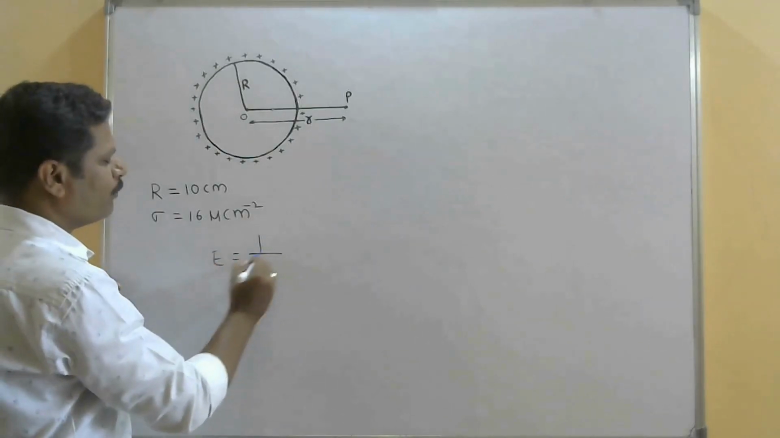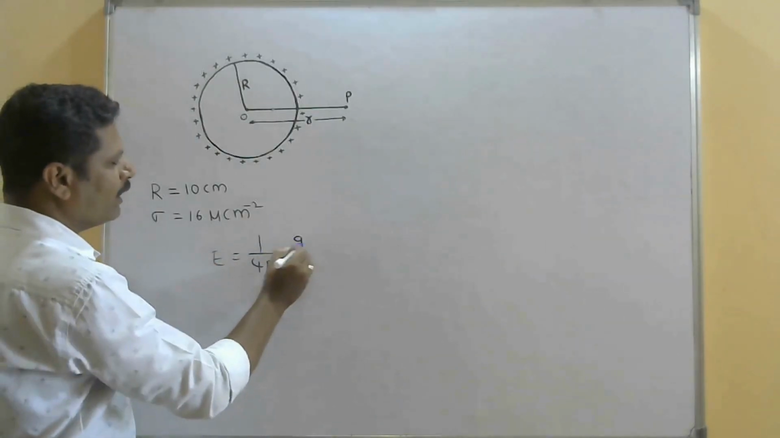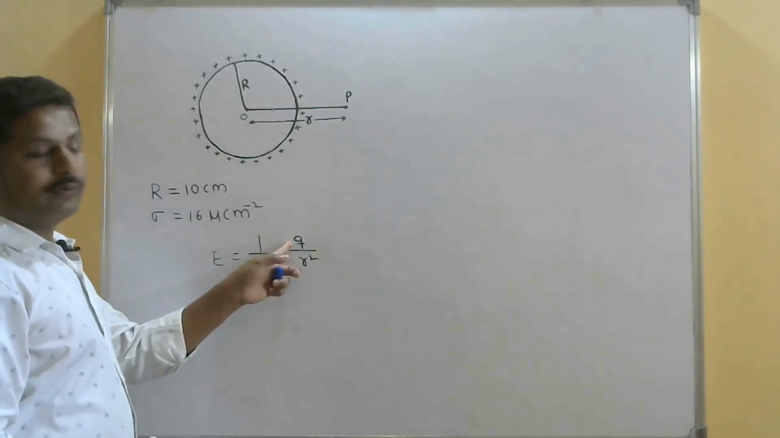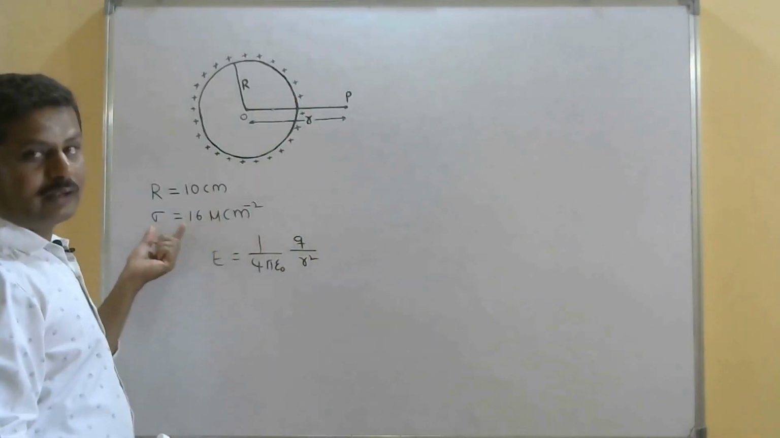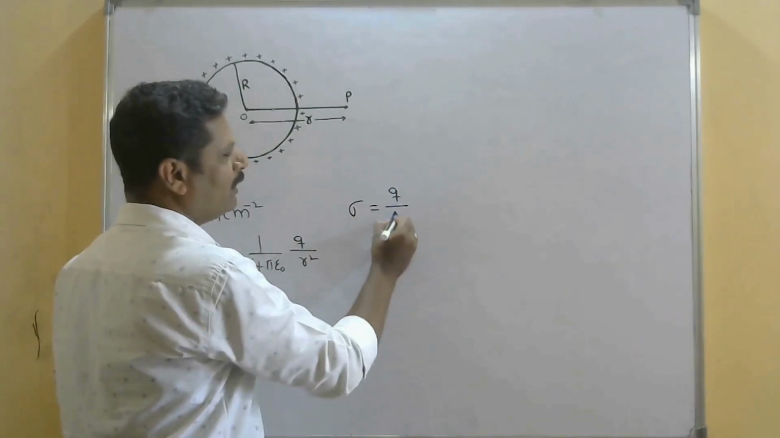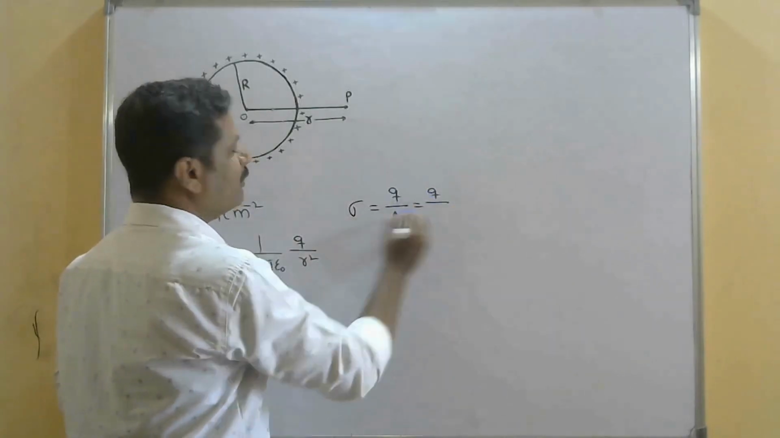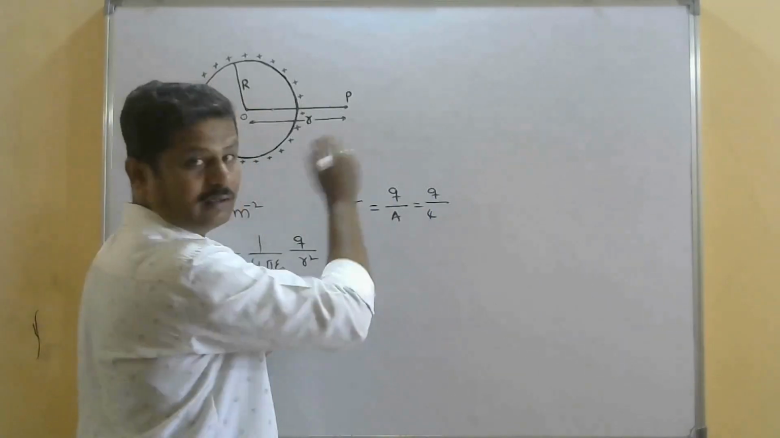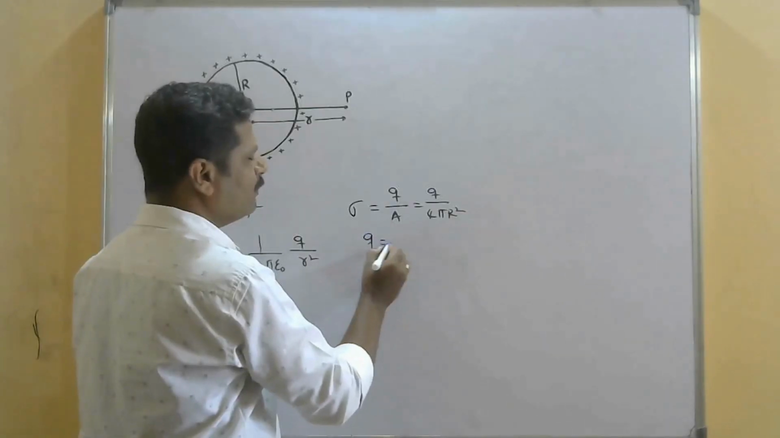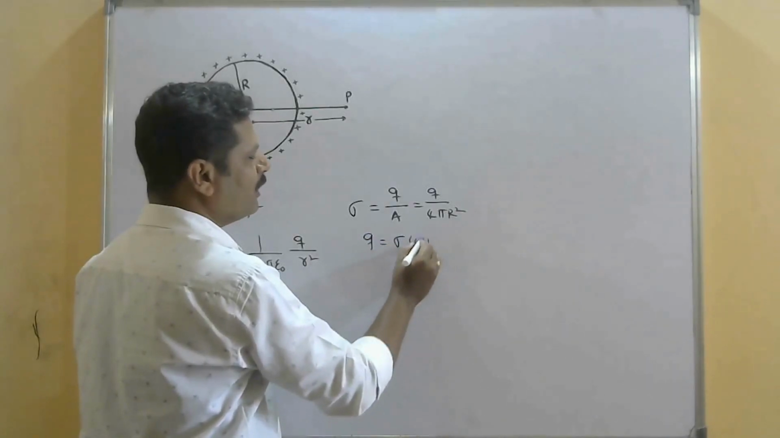We know that the expression for electric field outside the spherical shell is E equals 1 by 4 pi epsilon naught Q by r square. But here we don't have Q. So, we can extract this Q from the given data, that is sigma. Sigma equals Q upon area. The area of the spherical shell is 4 pi R square. So, if I rearrange, I will get Q equals sigma 4 pi R square.